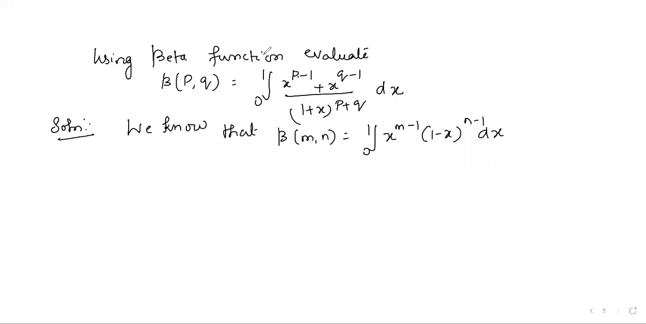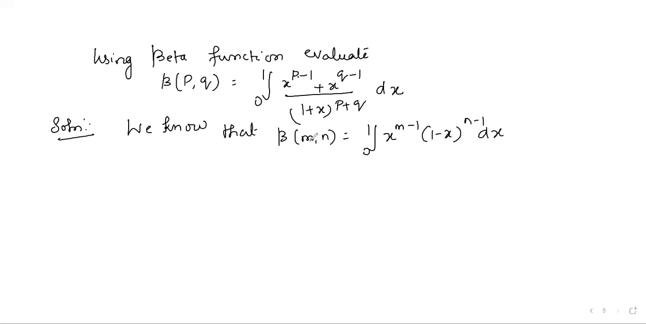In today's class, we'll see some of the problems related to the beta function and the gamma function. Now, using the beta function, evaluate beta of p comma q is equal to integral 0 to 1 of (x^(p-1) + x^(q-1)) divided by (1 + x)^(p+q) dx. So I'm going to make use of the definition of a beta function.